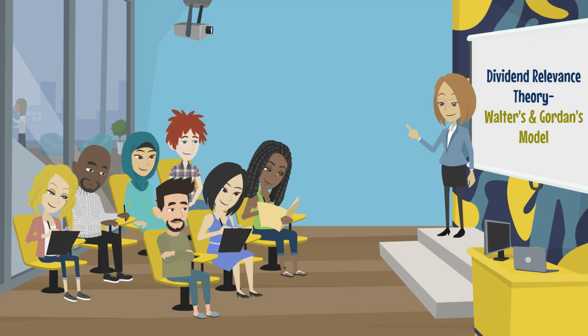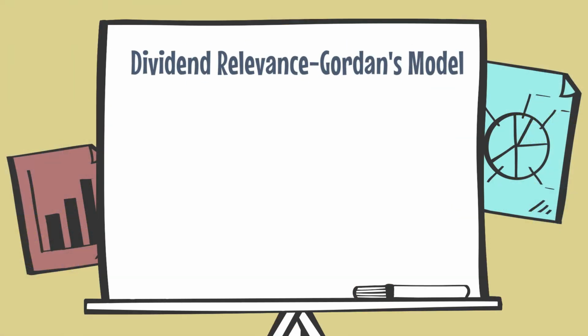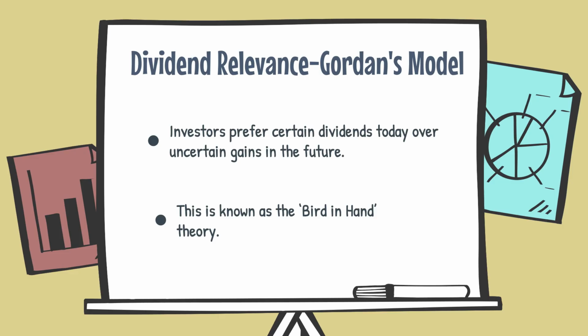Now, let's understand Gordon's model in a similar way. Myron Gordon also believed dividends are relevant. According to him, investors prefer certain dividends today over uncertain gains in the future. This is also known as the bird-in-hand theory.